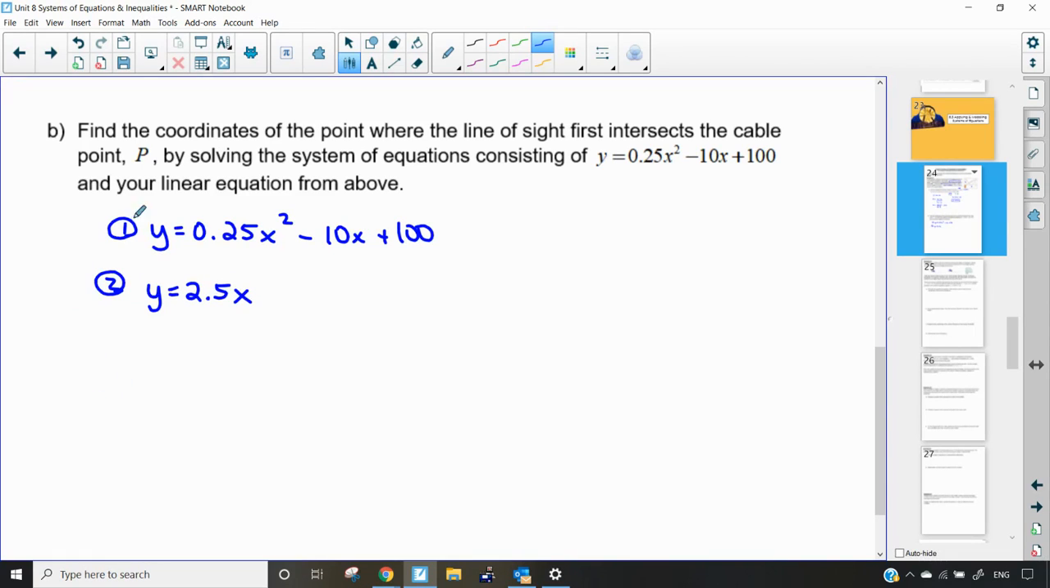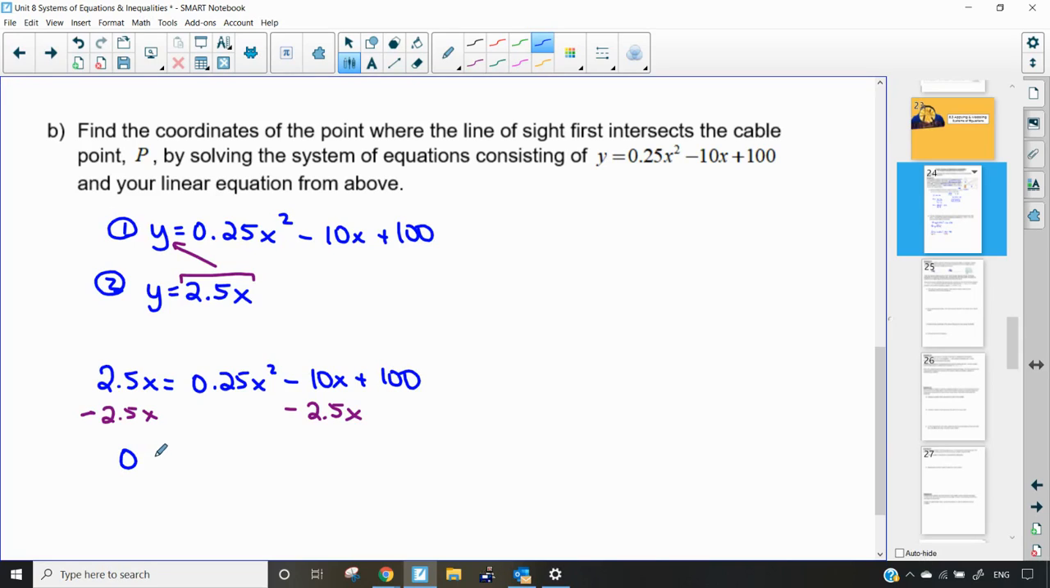Now, using those two equations, we're going to solve using substitution. So I'm going to take that 2.5x and I'm going to substitute it in for y. So that will give me 2.5x equals 0.25x squared minus 10x plus 100. Rearranging our equation, we want to bring everything to one side. So I'm going to subtract 2.5x from both sides. And that's going to give me 0 equals 0.25x squared minus 12.5x plus 100.